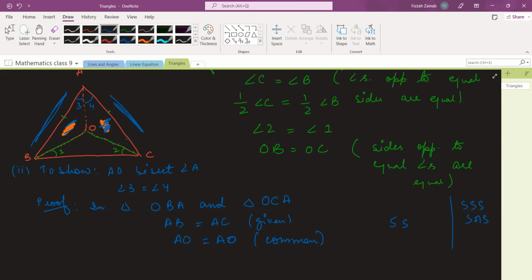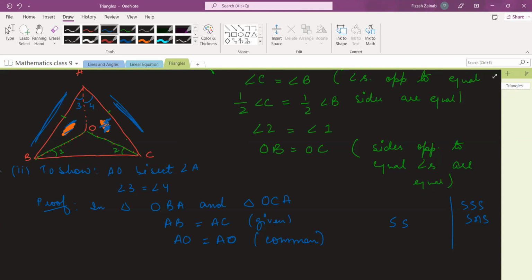Angle 2 is equal to angle 1. Angle 2 and angle 1 are outside the triangles which I'm taking. Angle 3 and angle 4, that I have to show. I have to show that AO is the bisector of angle A. That means I have to show that angle 3 is equal to angle 4.